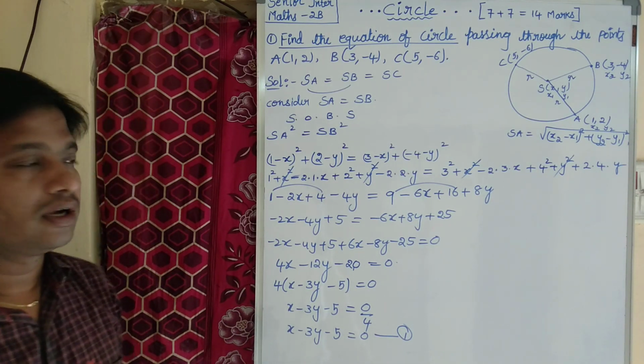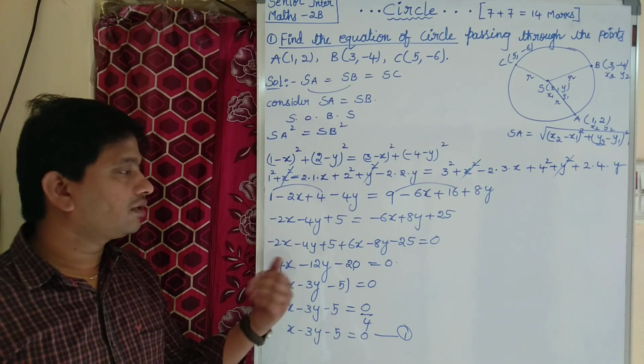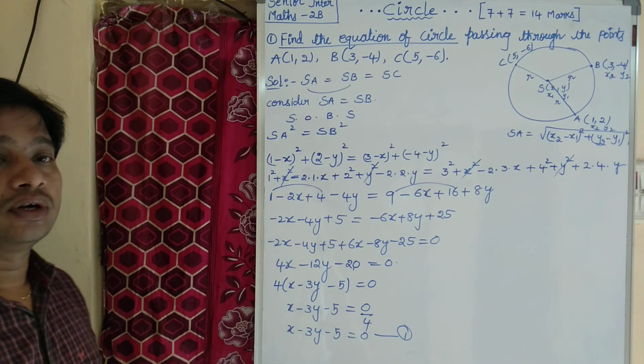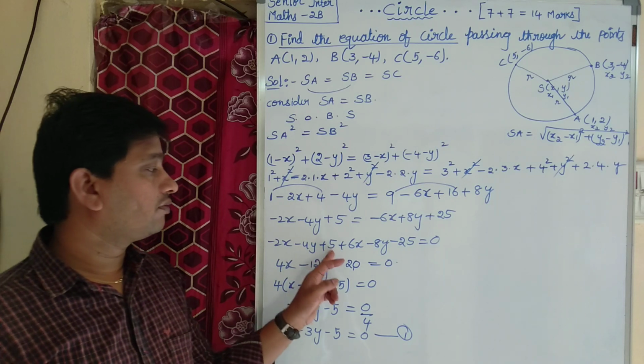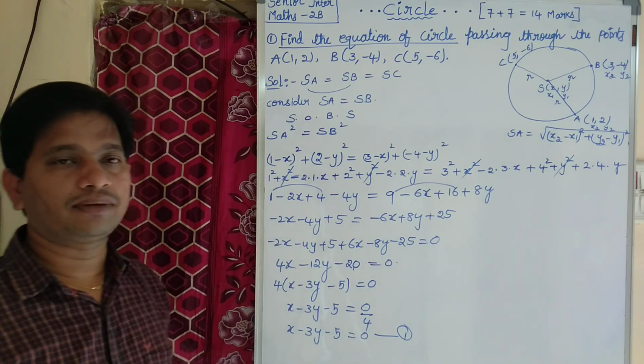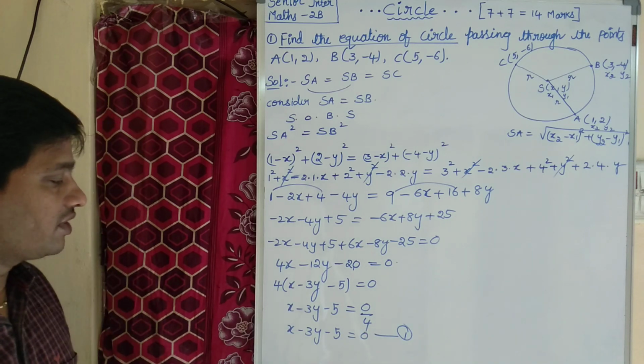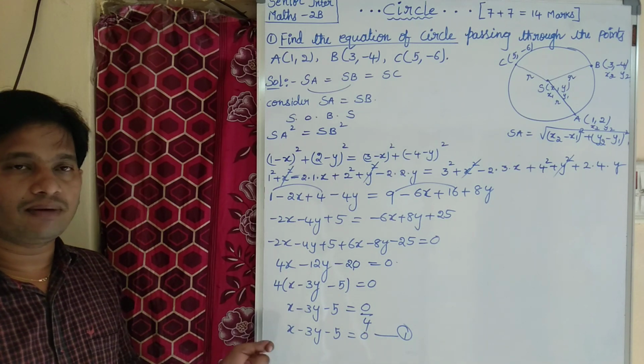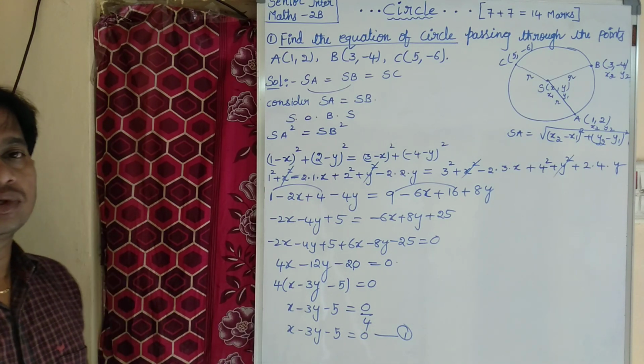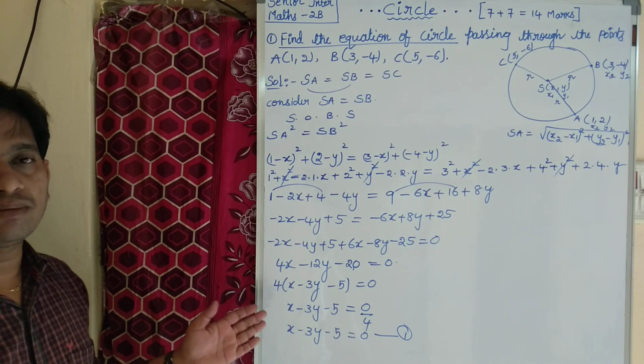Is it clear children? Any doubt? So when we are doing calculation, be a little bit careful. See here we did wrong. 5 minus 25, that is minus 20. Then I took 4 common, transposed, we got the equation number 1, x minus 3y minus 5 equal to 0. Is it clear children, equation number 1?